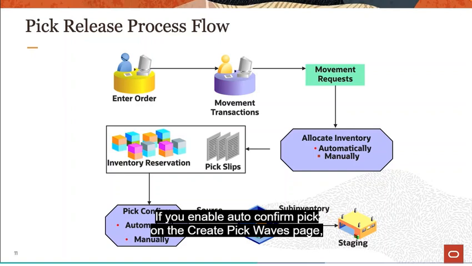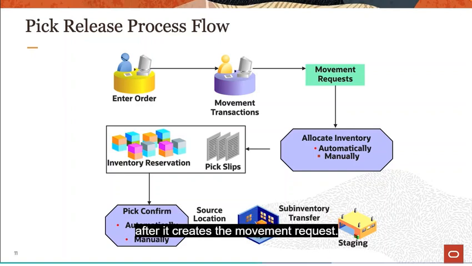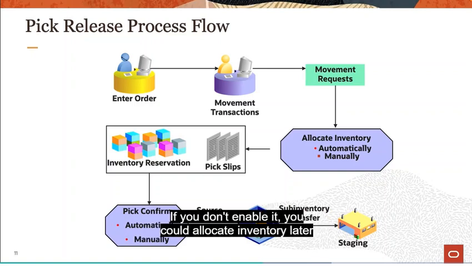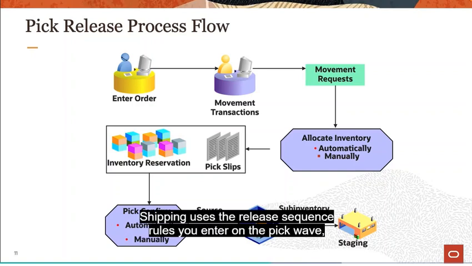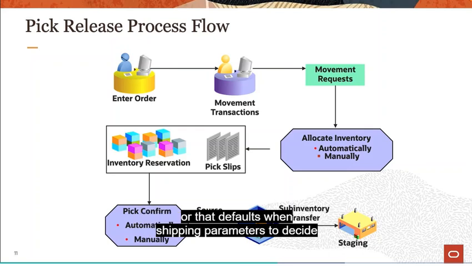If you enable Auto Confirm Pick on the Create Pick Waves page, the system allocates inventory automatically after it creates the movement request. If you don't enable it, you can allocate inventory later by using the Confirm Pick Slip page. Shipping uses the release sequence rules you enter on the pick wave, or that default from the shipping parameters, to decide the order in which it fulfills the movement request.